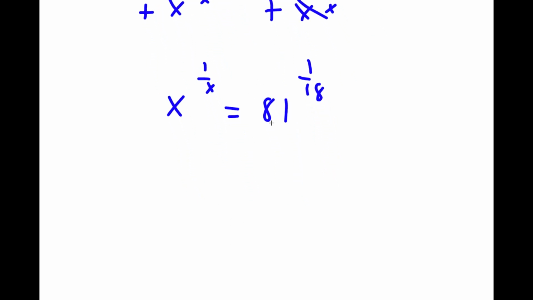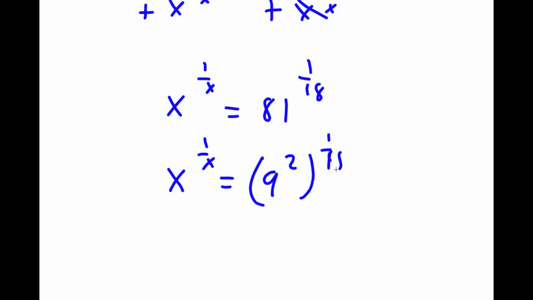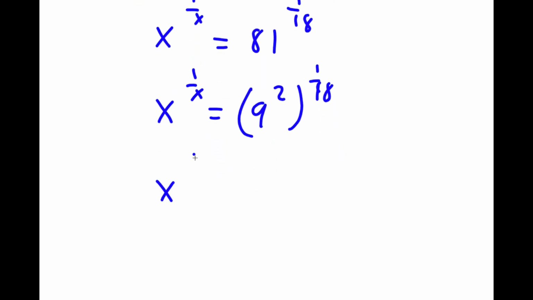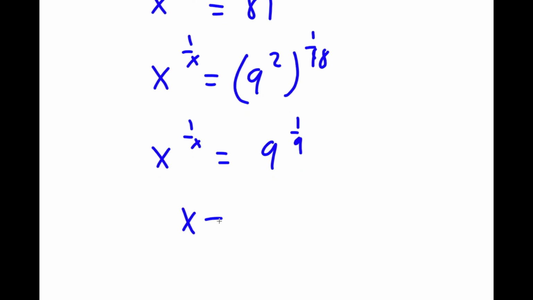Now, 81, this is the same thing as 9 squared, so now I have x to the power of 1 over x is equal to 9 squared to the power of 1 over 18. 2 times 1 over 18, that's 1 over 9, so I have x to the power of 1 over x is equal to 9 to the power of 1 over 9, meaning x is equal to 9.